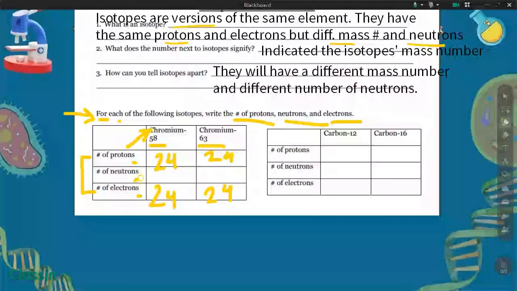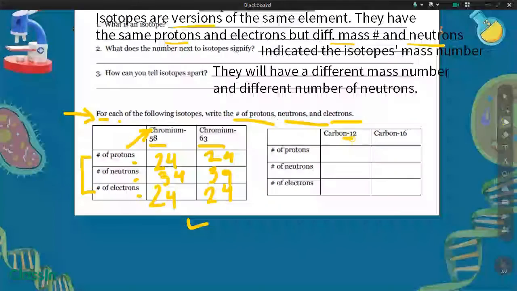Now, how are you going to look at the neutrons? Remember, the mass number is your protons plus your neutrons. Since 58 is the total, we're going to deduct 24 from it. So 58 minus 24, you got 34, and that's your neutrons. For 63, we also deduct 24, and we got 39. Okay, and that's how you're going to complete this table.